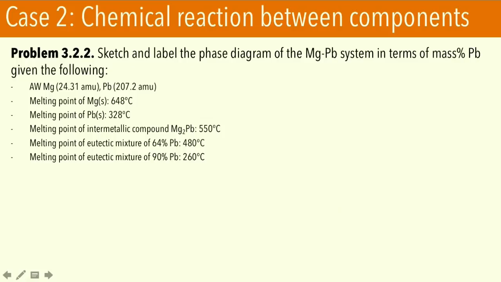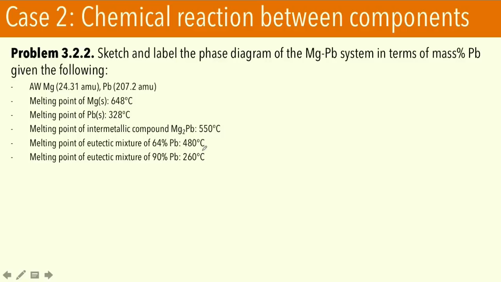As practice, let's try to sketch some diagrams using given information. We want to sketch our magnesium and lead phase diagram in terms of mass percent lead given the following. Let's investigate what we know. We're given the atomic weights of magnesium and lead. We're also given the melting points of our pure components. We see here that we form an intermetallic compound, and we're also given the corresponding eutectic mixture compositions and their eutectic temperatures.